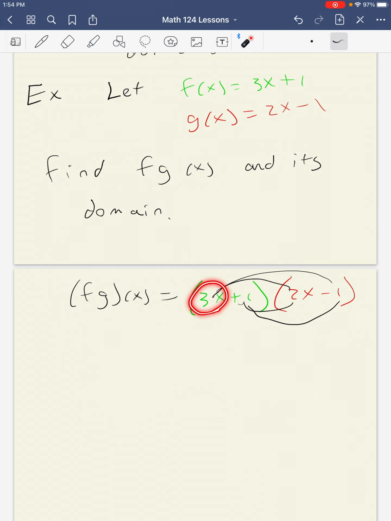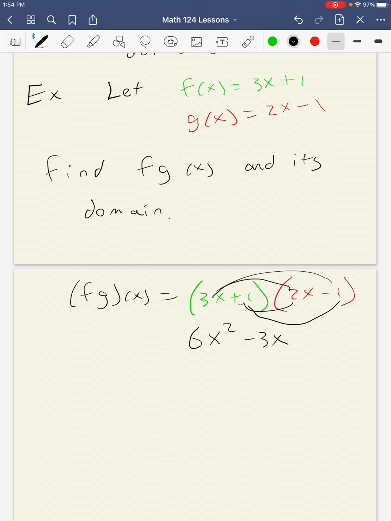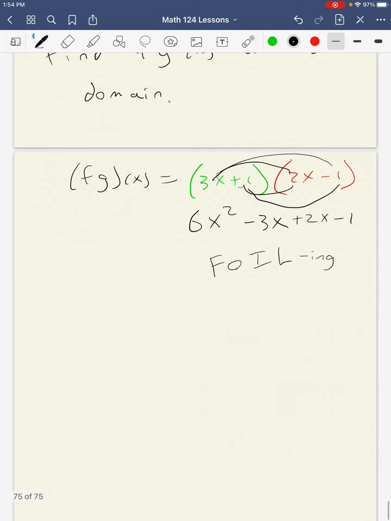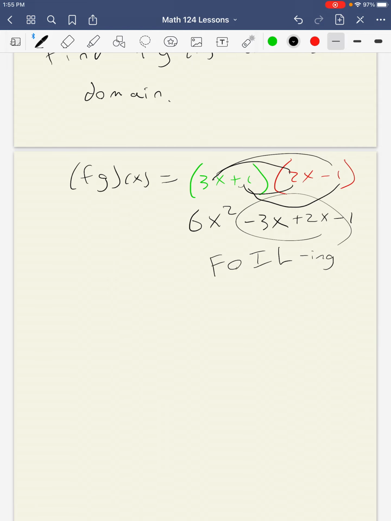Right, so we first do this times that: 6x squared. We do this times that: minus 3x. Okay, now we do this times that: plus 2x. And lastly, do this times that: minus 1. That's called FOILing out if you want to look that up online or something. Okay, now we just simplify. Here we have some common terms, so we have 6x squared plus x minus 1.